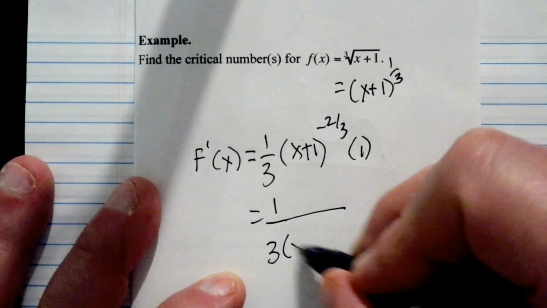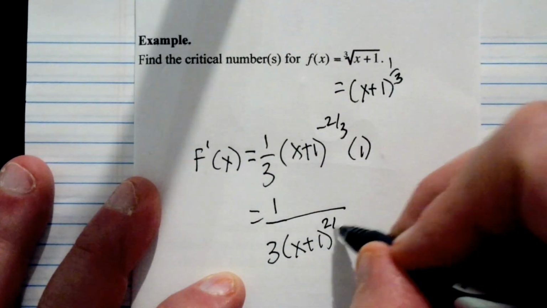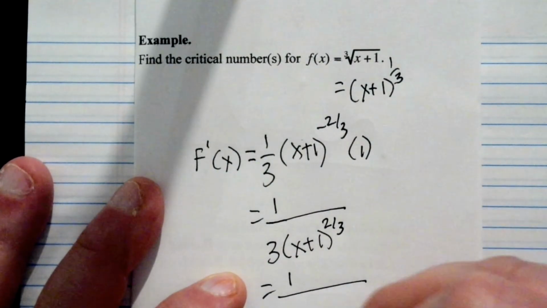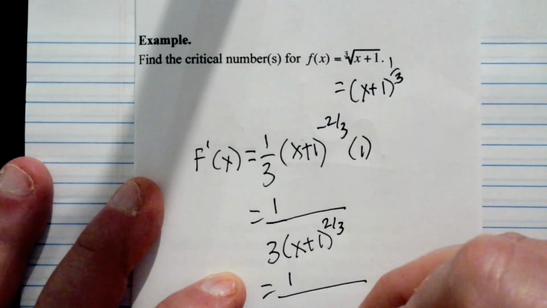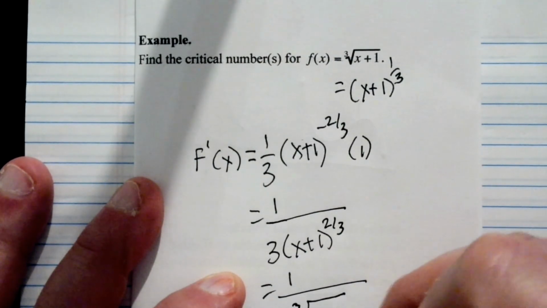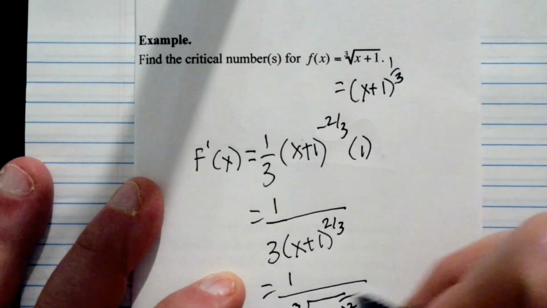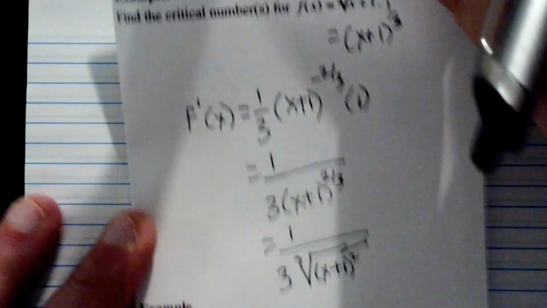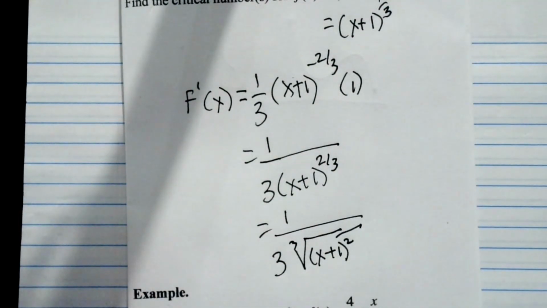Let's rewrite it. We've got 1 over 3 times the 2/3 power of x plus 1, which is also equal to 1 over 3 times the cube root of x plus 1 squared. Alright, so this function is a fraction. It's never going to be 0 because the numerator is never 0. But is the denominator ever 0? In other words, is the derivative ever undefined?